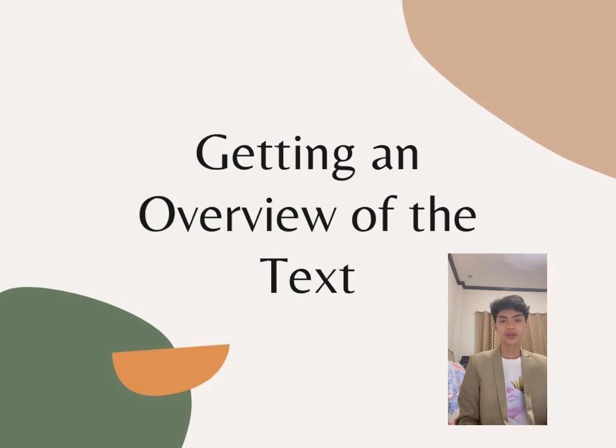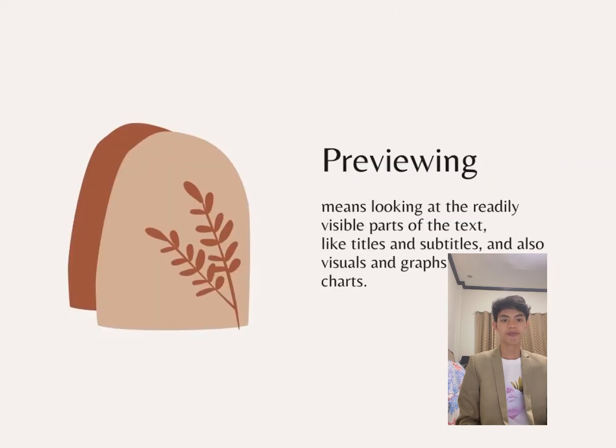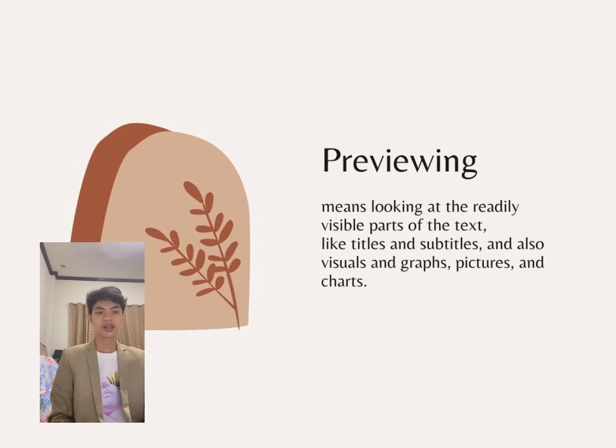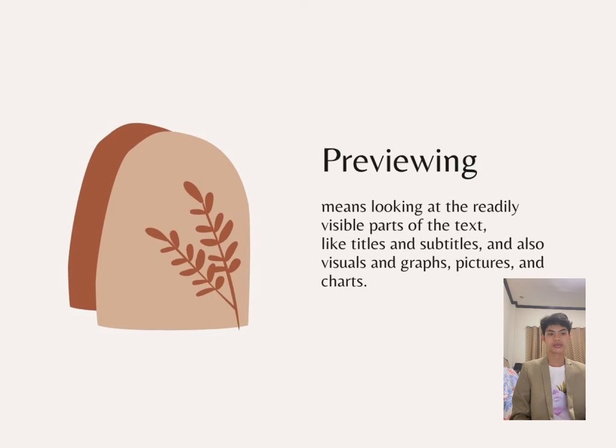So, we have previewing, skimming, and scanning. Previewing is defined as looking at the readily visible part of the text, like titles and subtitles, and also visuals and graphs, pictures and charts. Really, previewing could help me sometimes to get the gist of the topic I'm reading about. With just a little bit, I'm getting the vibe and the content of what I'm about to read, and ideas will run already in my head.